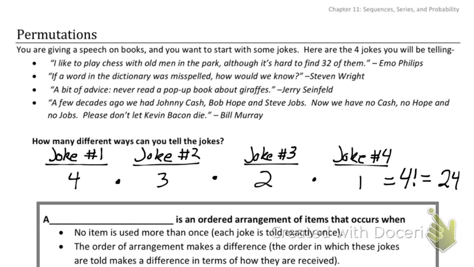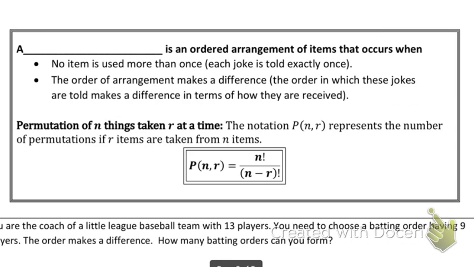So order matters. Which joke is first, second, and third, you can delineate between which one. And that gets us to something called permutations. A permutation is an ordered arrangement of items that occur when no item is used more than once.